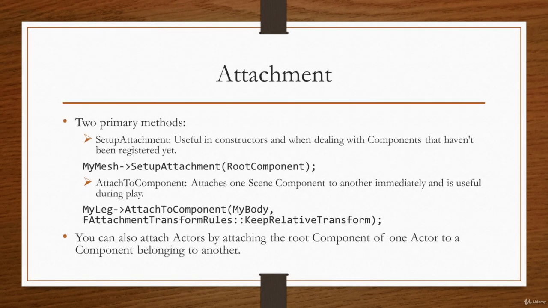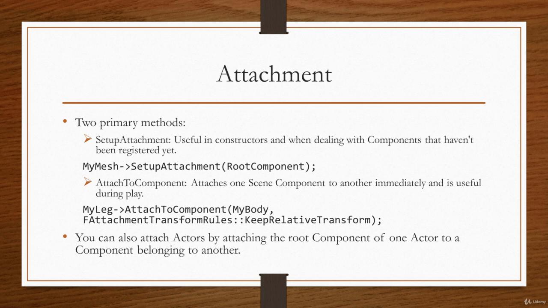Okay, so another primary topic that we'll be talking about in this video is the concept of attachment. So basically we want to attach one component to another, and in that way we form a tree. So again, we create parent-child relationships between those, as we've seen, but again in C++ as opposed to in blueprints, because in blueprints you can just add your components and drag and drop them where you want them basically. For the most part, we'll be using setup attachment in the constructor. As you can see here, it says useful in constructors and when dealing with components that haven't been registered. Whereas attach to component attaches one scene component to another immediately and is useful during play.